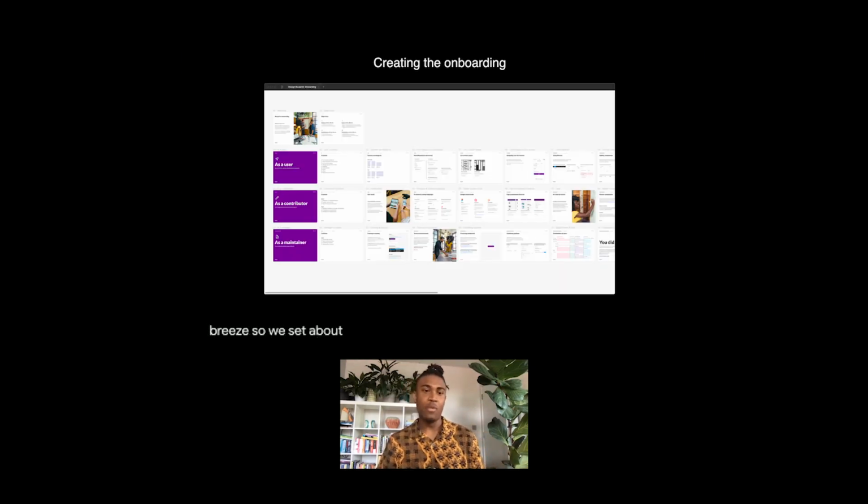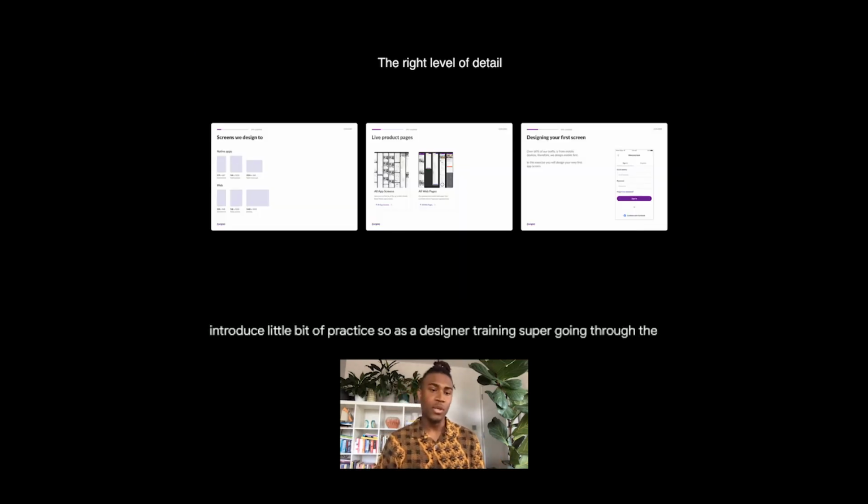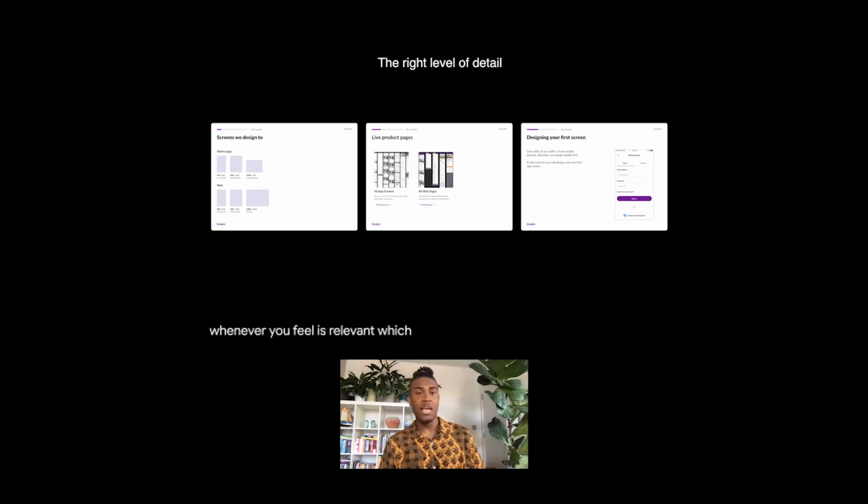So we set about our journey, and we built 3 onboarding journeys to begin with, a 4th one eventually added on. And we wanted to go to the right level of detail to make sure that we capture the right level of theory, but also we wanted to introduce a little bit of practice. So as a designer joining Zoopla, going through the onboarding, you would be able to very quickly understand in your own time, whenever you feel is relevant, which screens that you need to design to for the native apps, for the web experiences, what do the live products look like today, and be able to very quickly access those designs directly in Figma, copy them and paste them onto your own team's workspaces, and play around and explore without the fear that you'll be creating chaos for other people in your shared space.